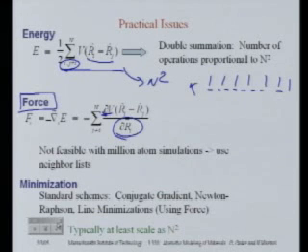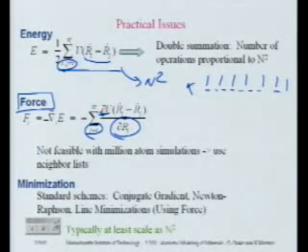Okay. Same deal. That's an n-squared operation. You have to sum over pairs of atoms. Well, you have to sum over all atoms for the force on a given atom, but since there are n atoms, it's an n-squared operation.